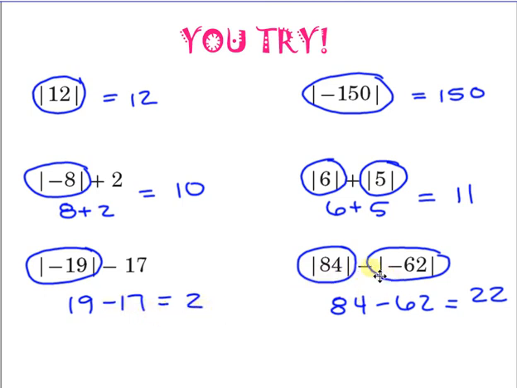Here I have two absolute values again in the same problem. The absolute value of 84 minus the absolute value of negative 62. The absolute value of 84 is 84. The absolute value of negative 62 is 62. 84 minus 62 is going to be 22.